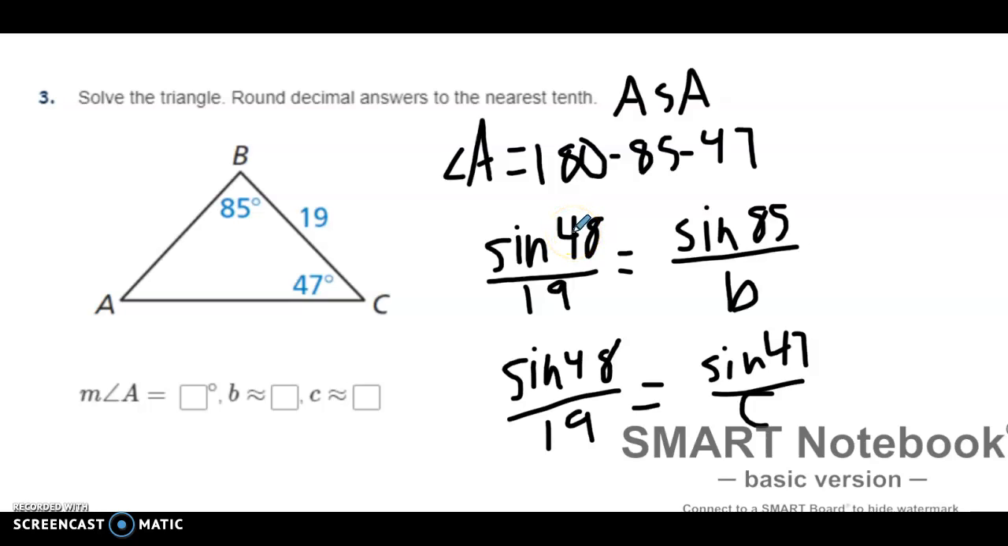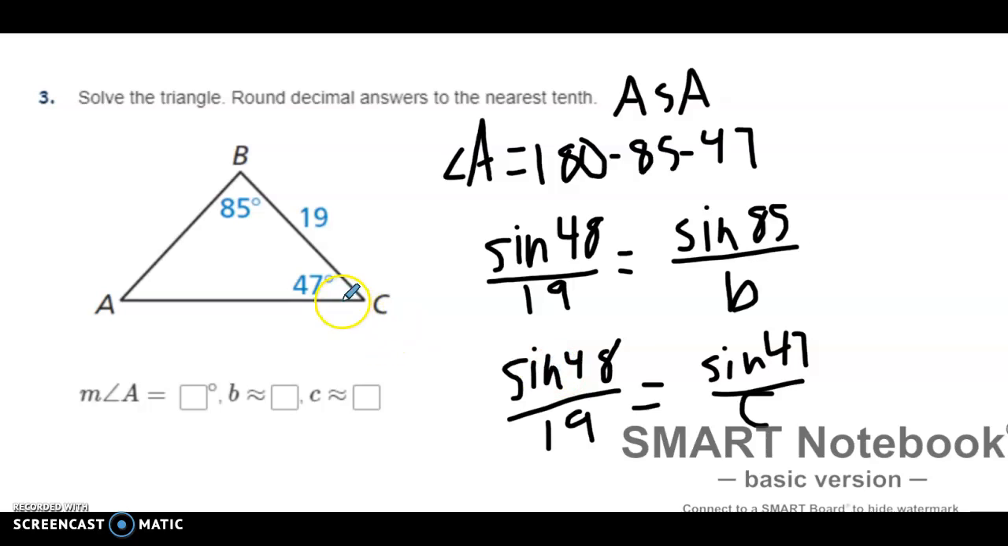Now that's angle A. So sine of 48 over 19, which is side A, equals sine of 85 over B. Grab your calculator, go 19 times sine of 85. Find an answer, then divide that by the sine of 48, and you get 25.5.